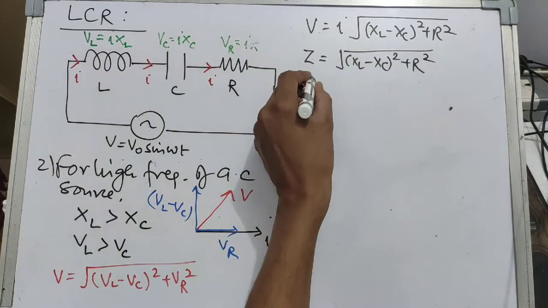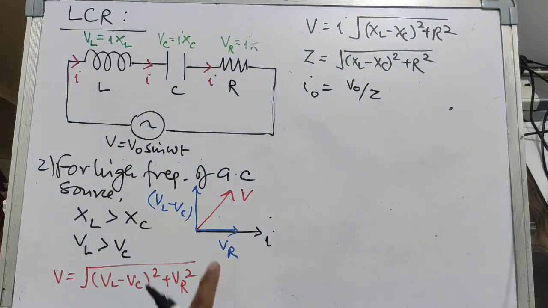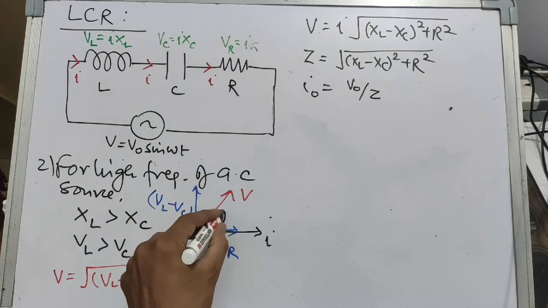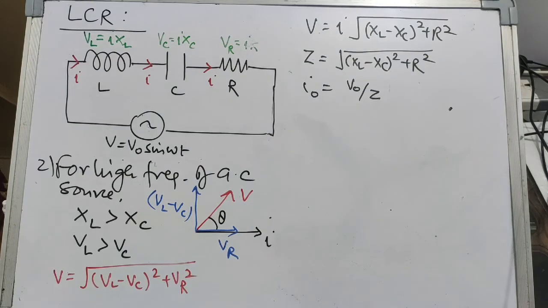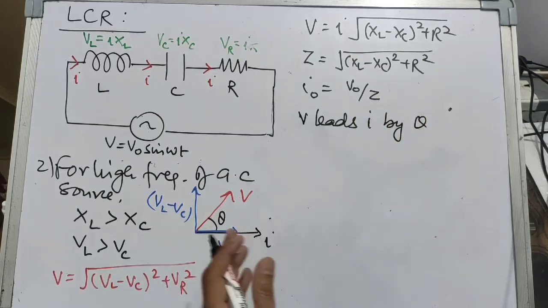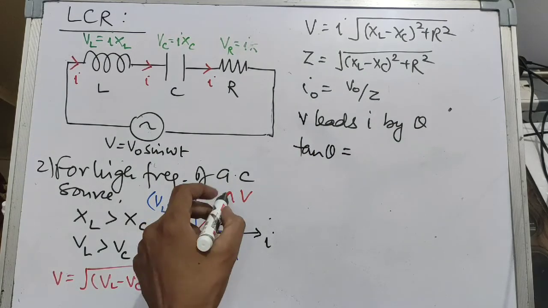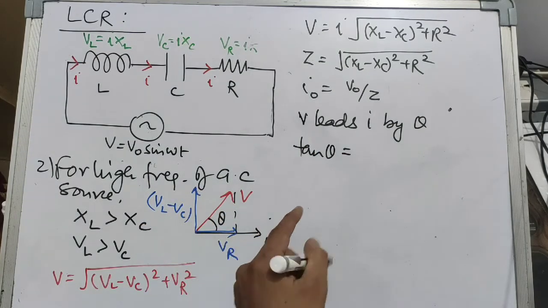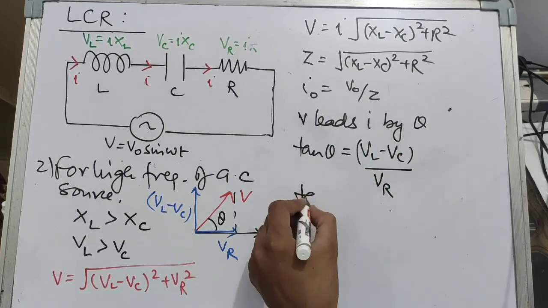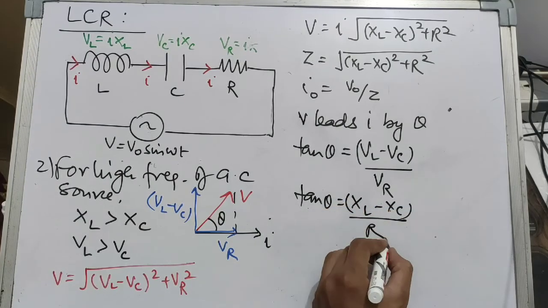And we can find out very easily the peak value of the AC current, which is simply V naught by Z. Now in this case, you will see that the voltage is leading the current by an angle theta, or we can say the circuit is inductive in nature. So voltage leads current by theta, and this theta we can find very easily. Tan theta is given by, in this right angle triangle again, VL minus VC by VR, or simply tan theta will be XL minus XC by R.